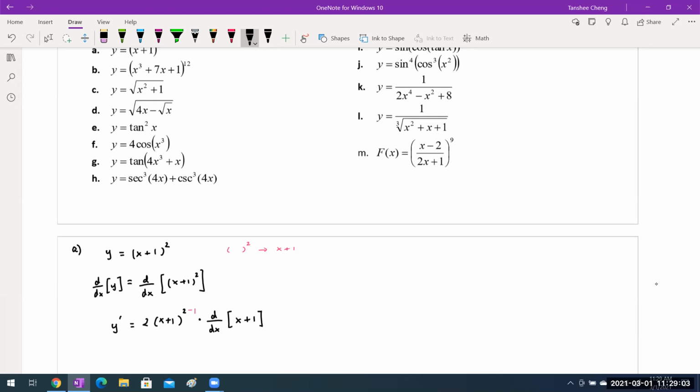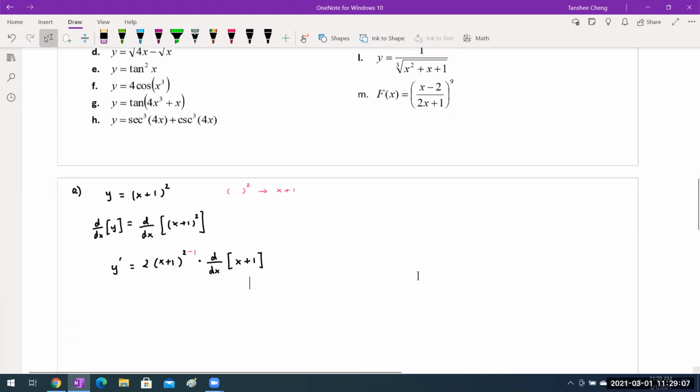So I'm writing down step by step for a few problems so that we will be able to see how the process works. And then after that, we want to just write it down right away. So this will be 2 times x plus 1 times the derivative of the inside function. Derivative of x is 1, derivative of 1 is 0. So therefore, I will get 2x plus 1.